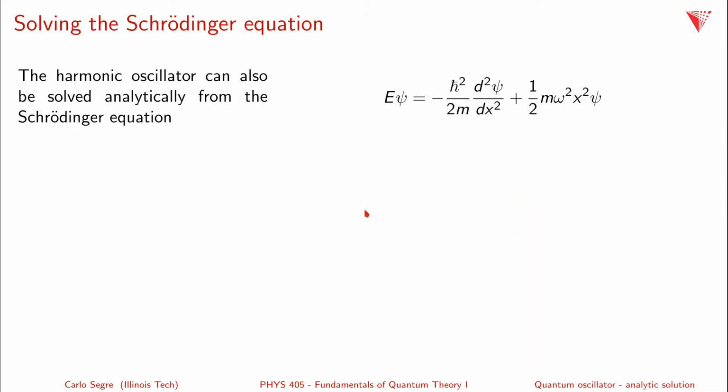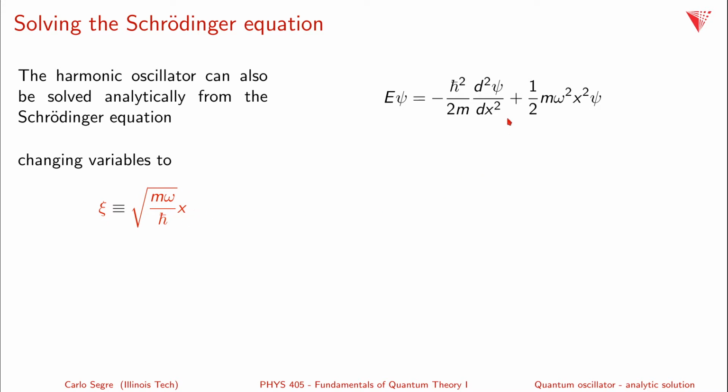So we start with the Schrodinger equation. E psi is equal to minus h bar squared over 2m d squared psi dx squared plus 1/2 m omega squared x squared psi. We're going to make a substitution of variables here. We're going to replace x by xi, xi being a reduced value of x, which is equal to the square root of m omega over h bar times x. So dxi is equal to this times dx.